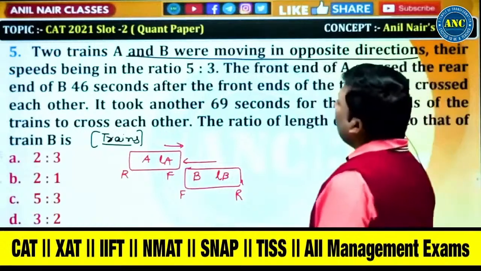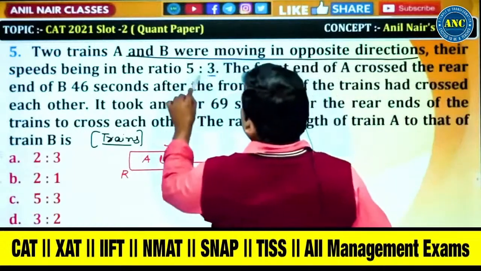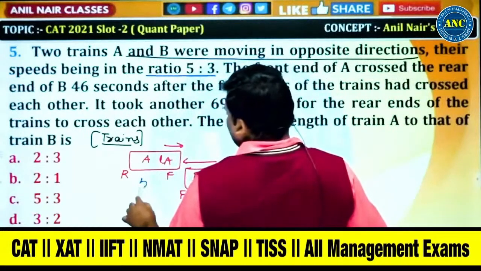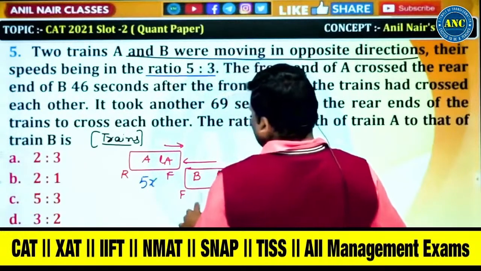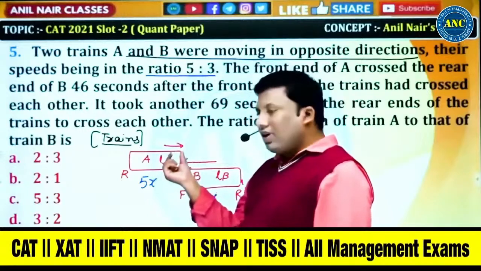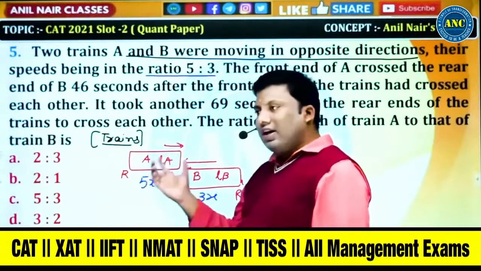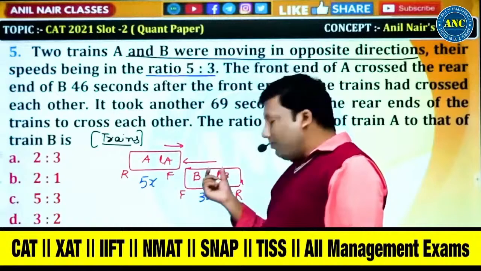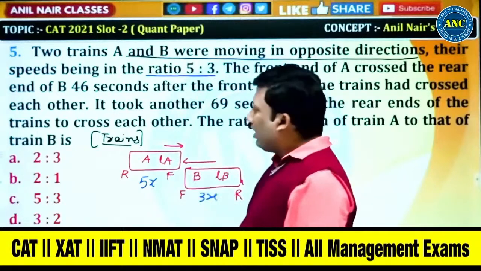Next, speeds of A and B are in the ratio 5:3. That means if it is 5x, this is 3x. This is the first train. Length of the train is LA, speed of the train is 5x. Length of the train B is LB, speed of the train is 3x.